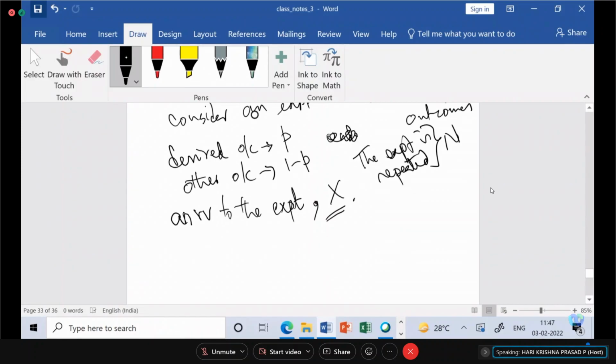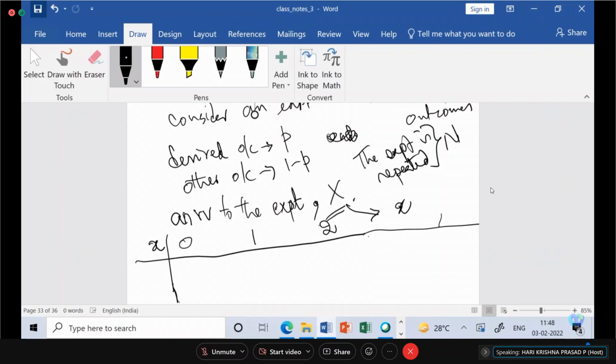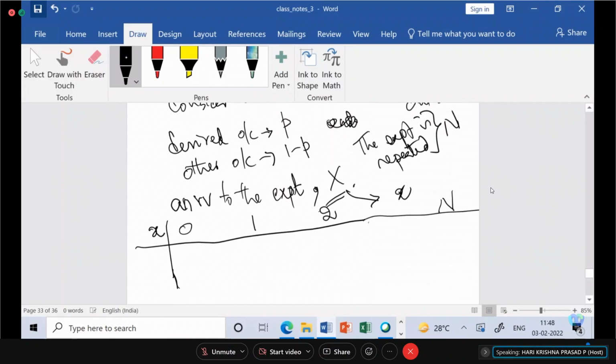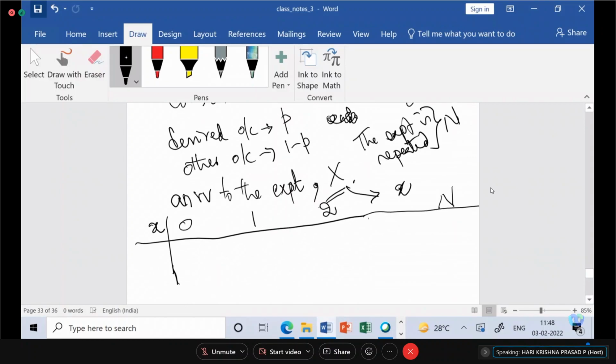Now, what values does the random variable take? The values are indicated by small x. When I say random variable x is taking values, those values are represented by small x. So what values can the random variable x take? Small x equal to 0. What does it mean? The desired outcome is happening 0 times. Small x equal to 1. Desired outcome is happening 1 time. Desired outcome is happening 2 times. When the experiment is repeated, let me see the probability that the desired event is happening exactly n times.